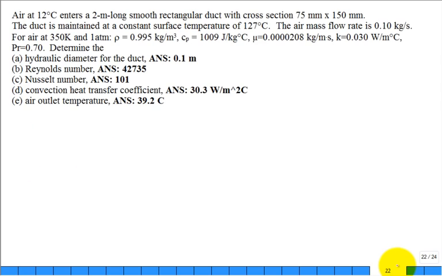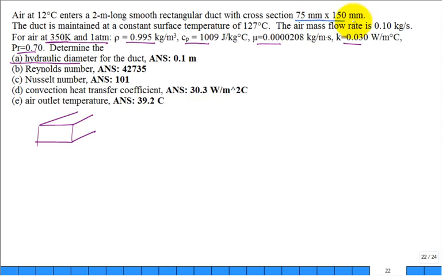We struggled a little bit with that, starting this problem with properties. But now the question is go through it blow by blow. Same problem. Here are all the properties at 350, 1 atm. The density, specific heat, mu, K, Prandtl. Calculate the hydraulic diameter for the duct. There's our duct like that. It's 75 by 150 millimeter.